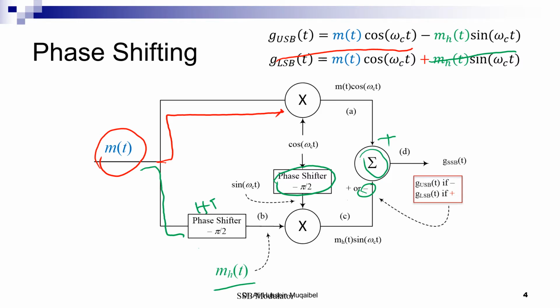Now you have to be careful that this phase shifter might be much easier to design because it's changing one frequency. But designing this phase shifter is much more difficult because it shifts all frequencies by minus pi over 2. So this operates at different frequencies. And designing the Hilbert transformer is not something easy.